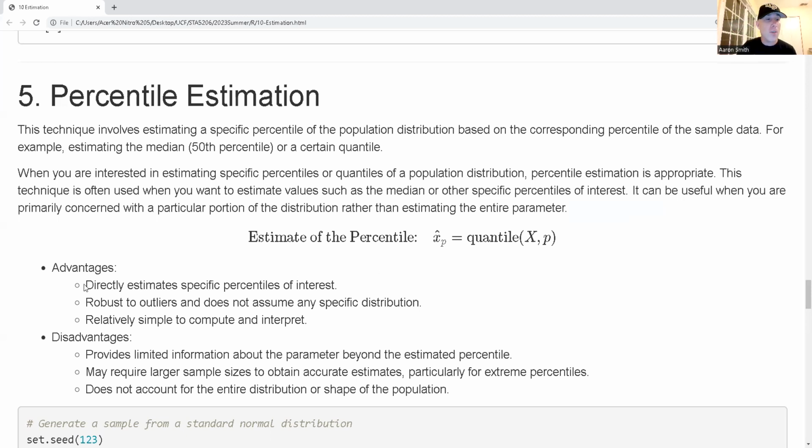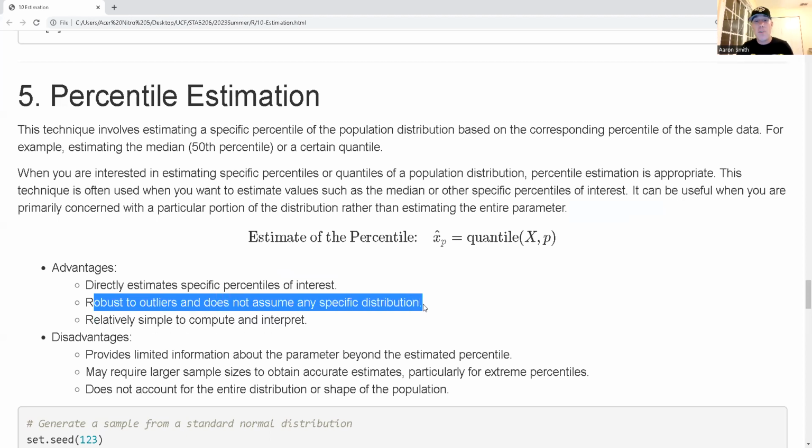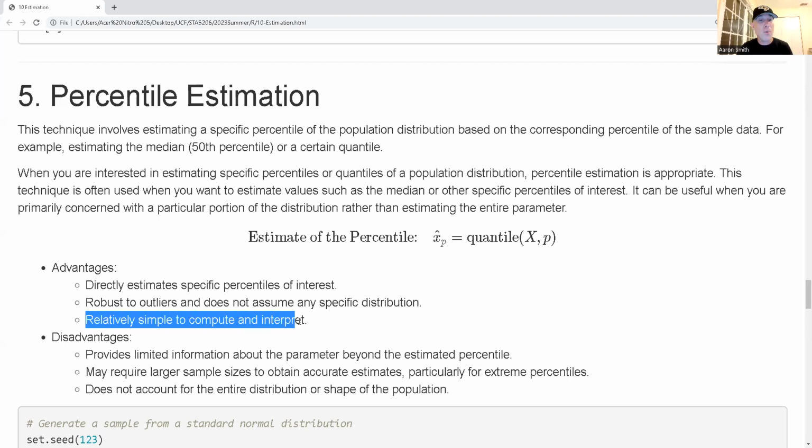Now, an advantage of this: percentile estimation directly estimates the specific percentile of interest. It's robust to outliers and does not assume any specific distribution. That's really, really nice. It's relatively simple to compute and interpret. I mean, I can do this by hand as long as I can write my data in an ordered format.